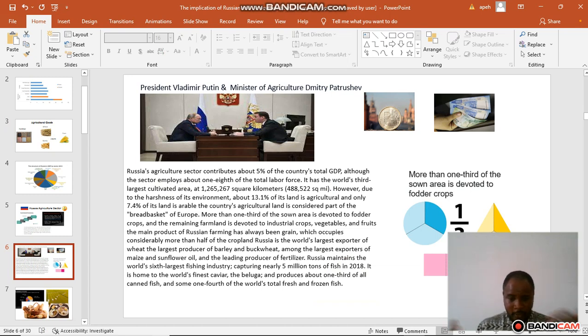They say Russia maintains the world's 6th largest fishing industry. Among the world, they are the 6th largest fishing industry, capturing nearly 5 million tons of fish in 2018. It is home to the world's finest carp, a type of fish, among different kinds of fish, and they produce about 1/3 of all canned fish, about 1/3 of catfish, and some 1/4 of the world's total fresh and frozen fish.